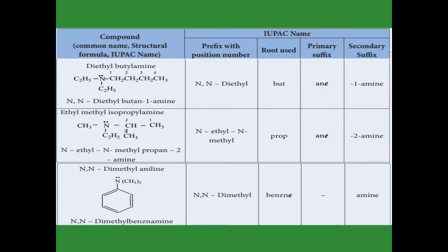The next one, N comma N dimethyl aniline. Aniline formula is benzene attached with NH2, that is aniline. Here the hydrogens of NH2 are replaced with 2 methyl, so we get N comma N dimethyl benzene amine. The benzene is the root word here, and benzene containing nitrogen is called amine, so benzenamine. The nitrogen is attached with 2 methyl separately, so we write N comma N dimethyl benzenamine.